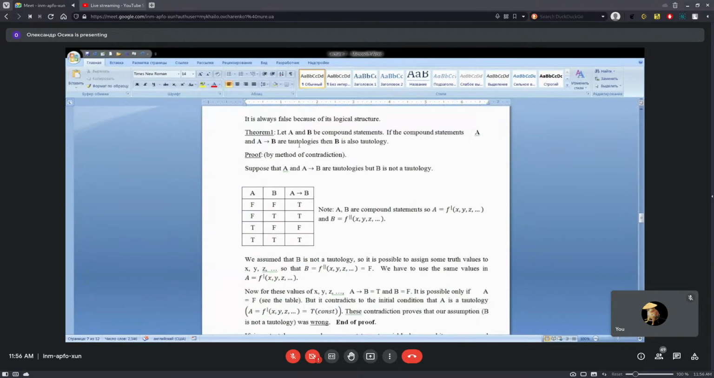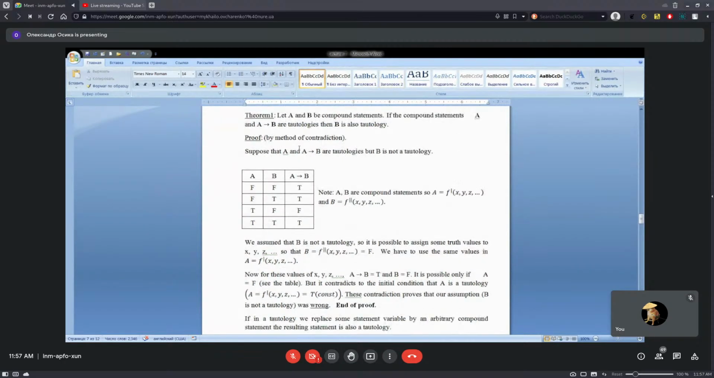Let A and B be compound statements, meaning that they are presented by formulas that include some statement variables, and these variables are true or false. If the compound statement A and this implication A implies B are tautologies, then B is also a tautology.